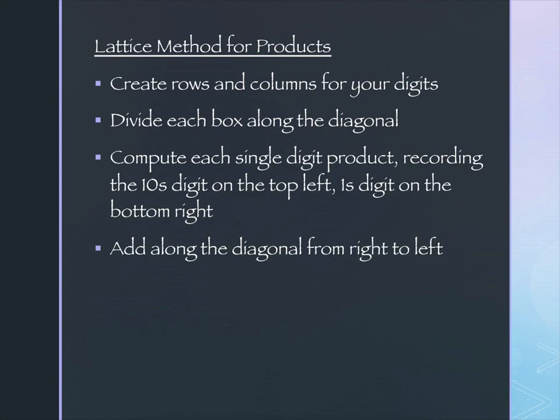We're going to do something called lattice multiplication, or the lattice method for products. This is an itemized description of how to do this, and then we'll do it together and you can see how it works. We're going to create rows and columns for our digits, divide the boxes along the diagonals, compute each single digit product with the tens digit on the top left, ones digit on the bottom right, and we're going to add along the diagonals from right to left. So take a minute and write those down.